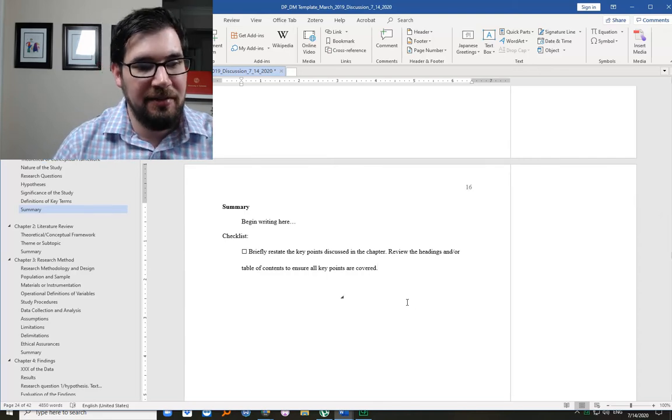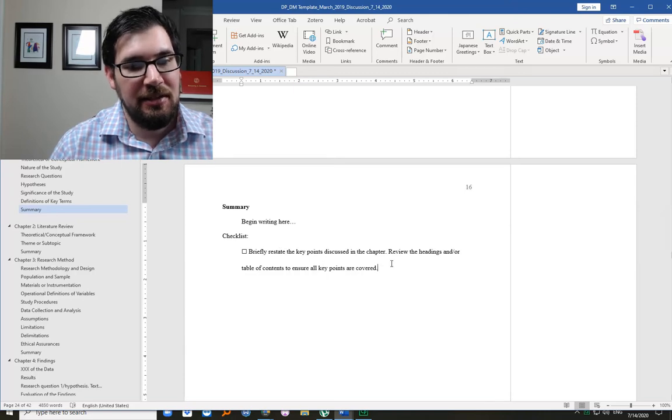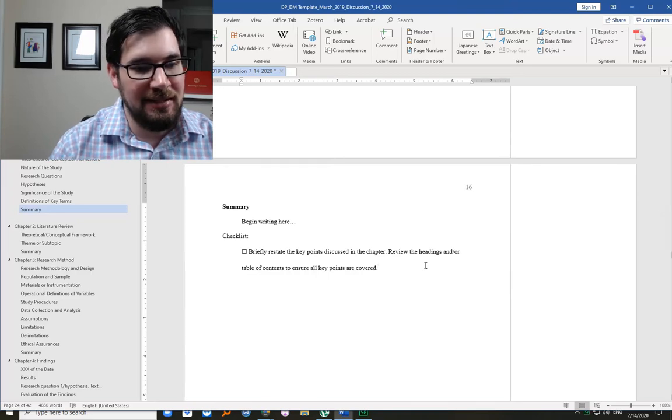So here we have a pretty simple and straightforward task ahead of us. Briefly restate the key points discussed in the chapter. Review the headings and or table of contents.